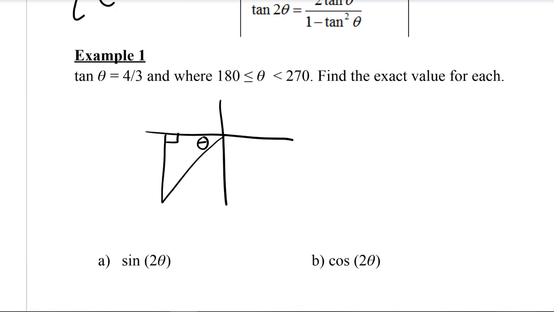Now from here, tangent is 4/3. Remember, there are a couple different ways you could remember that. It's opposite over adjacent, or if you think about x, y, and r going around the unit circle, you could have y over x. Either way you want to think about it is okay, but in either case, the opposite would be 4 and the adjacent would be 3.